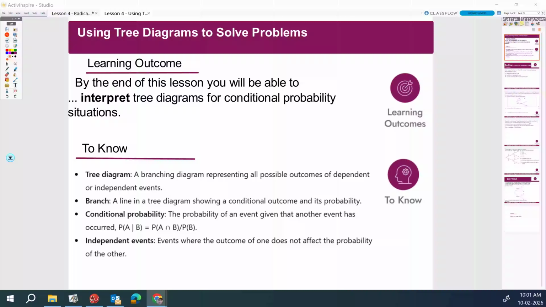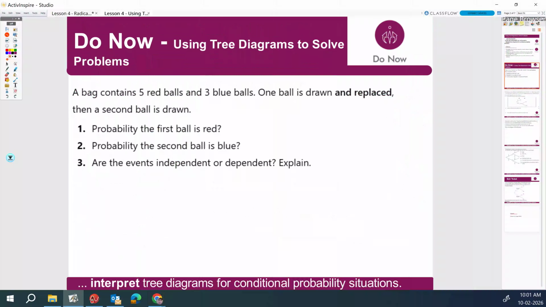Okay, so today we're using tree diagrams to solve problems. We're going to see tree diagrams. Just to get started, have a go with this do now exercise. Take a couple of minutes to solve the problems to recall what we've seen last lesson.